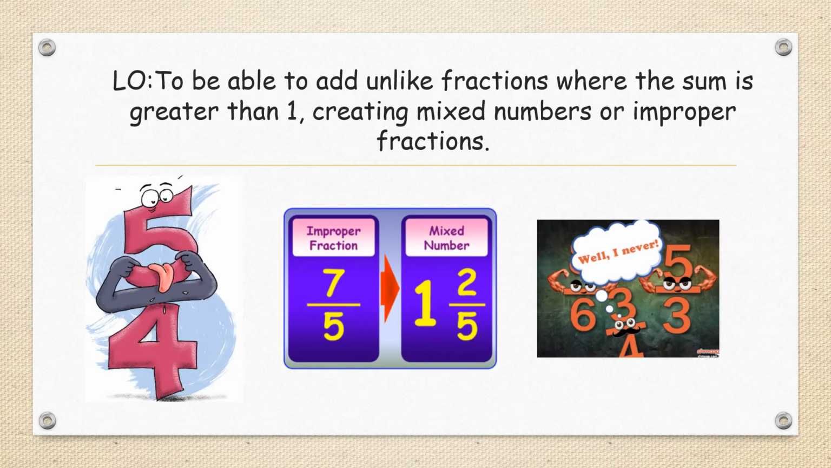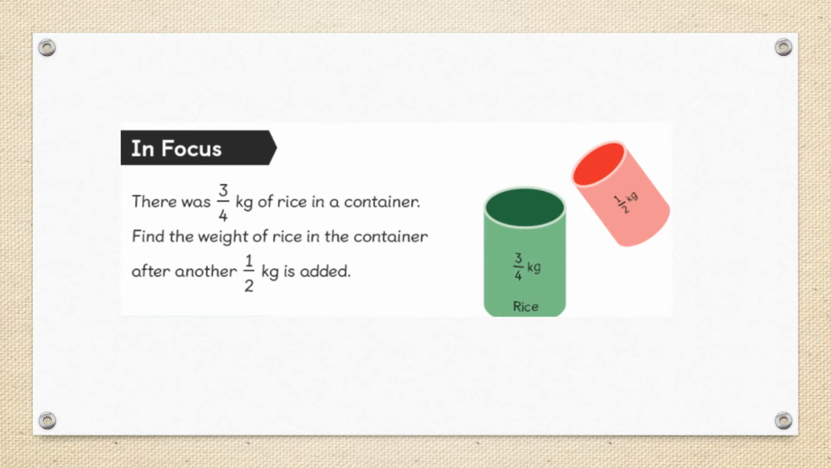So in today's lesson, our learning objective is to be able to add unlike fractions where the sum is greater than 1, creating mixed numbers or improper fractions, and you can see an example of these below. This is our in focus task for today. As you can see, we're going to be working in the measure of kilograms.